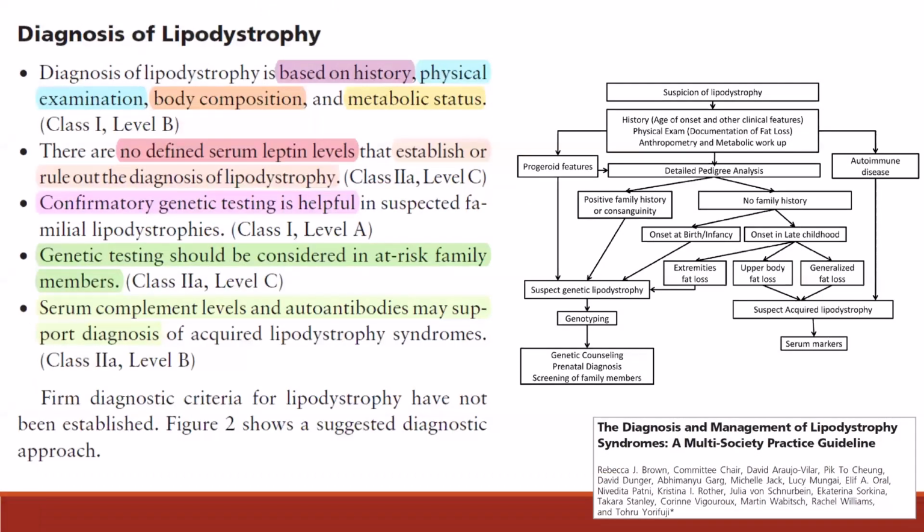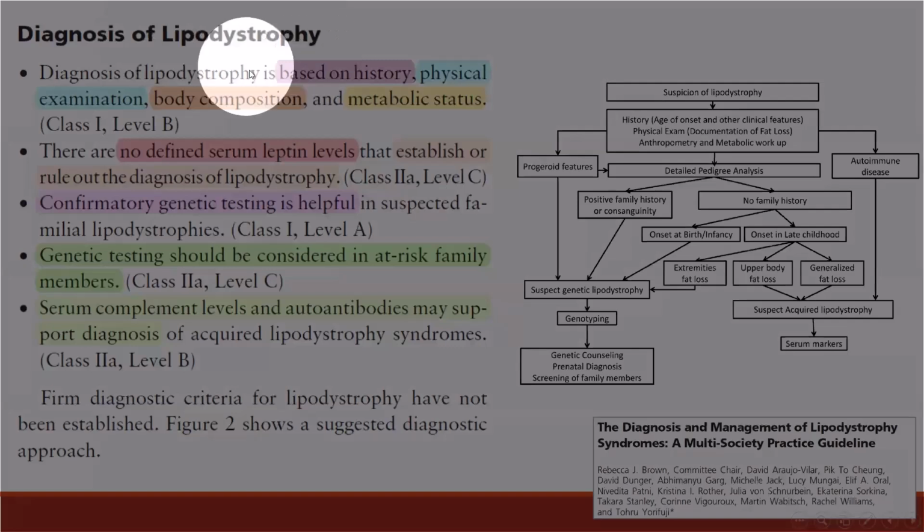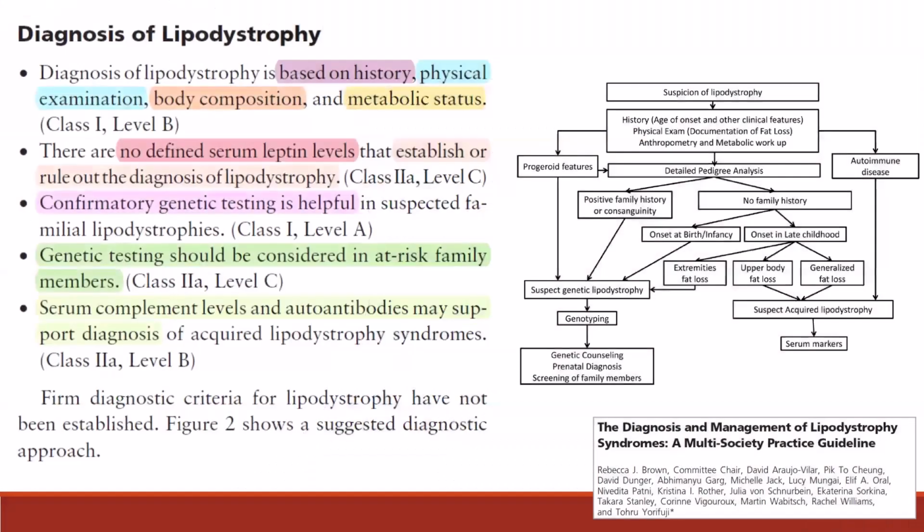This is how to diagnose lipodystrophy, based on the history, physical examination, body composition, and metabolic status. There is no defined serum leptin level to establish the diagnosis. We should confirm by genetic testing, which is helpful. Genetic testing should be considered a family risk marker. Serum complement level and autoantibody may support the diagnosis, and this algorithm shows how we suspect and diagnose lipodystrophy.